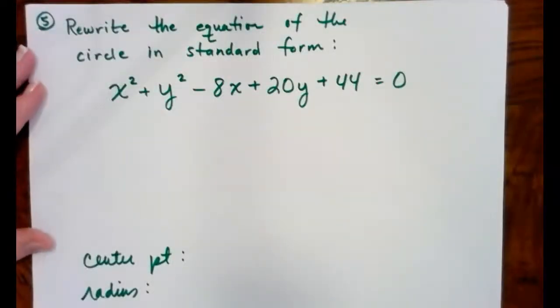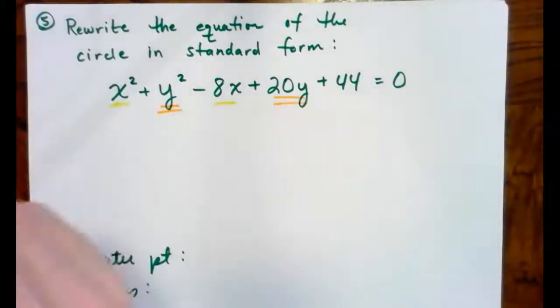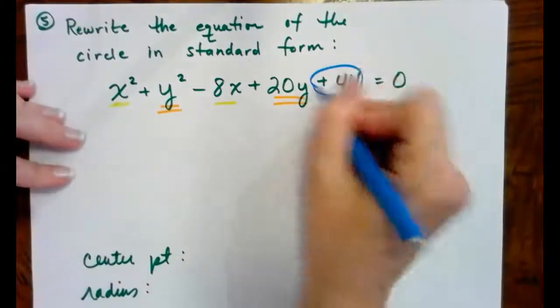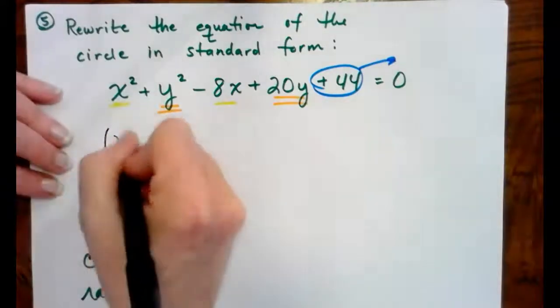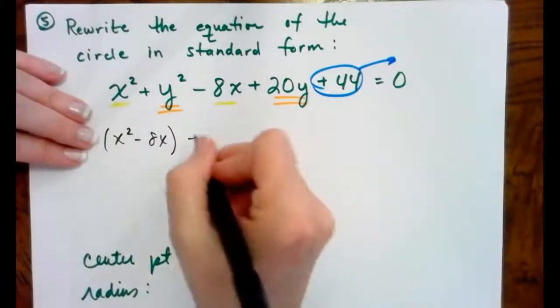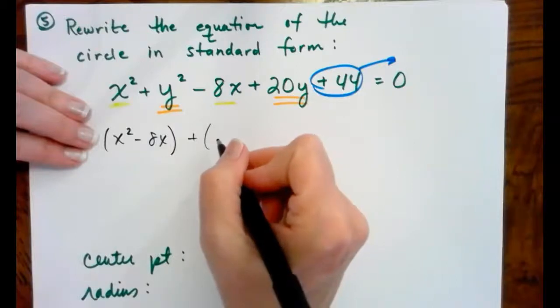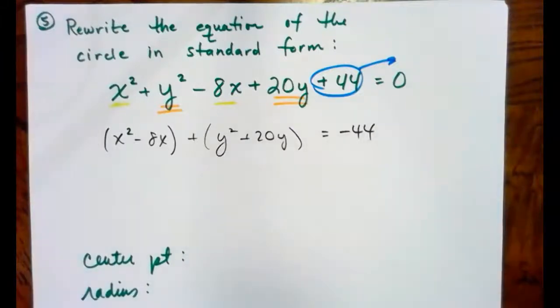Last problem. Rewrite the equation of the circle in standard form and find the center point and the radius. So first thing we're going to do, we're going to group everything that has an x together, and group everything that has a y together, and then push that constant to the right-hand side. So we're using the associative property and the commutative property when we change the order and change the grouping. So x squared minus 8x plus y squared plus 20y equals negative 44. So this is our first step.